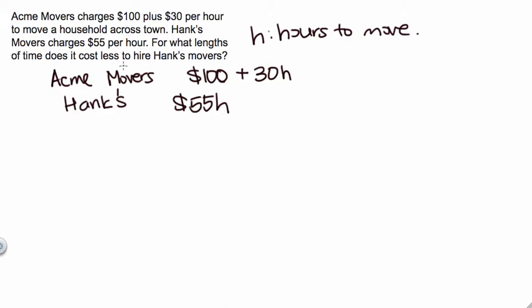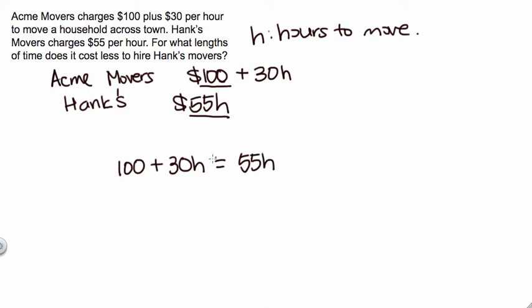We want to find out what lengths of time does it cost less to hire Hanks Movers, because if you see here, since the flat rate charge for the other one is $100, this would be the cheaper option to start off with, hour one. Okay, so we want to find out when they're equal, and then if we find out when they're equal, we can find out when one is less than the other. Right? So we can set it up like this.